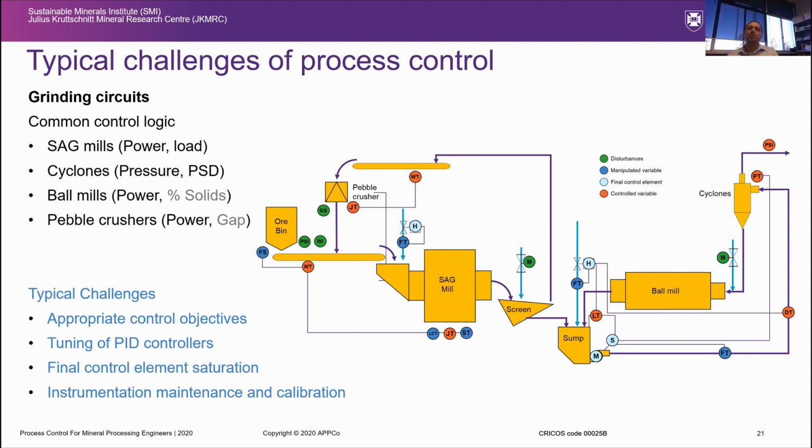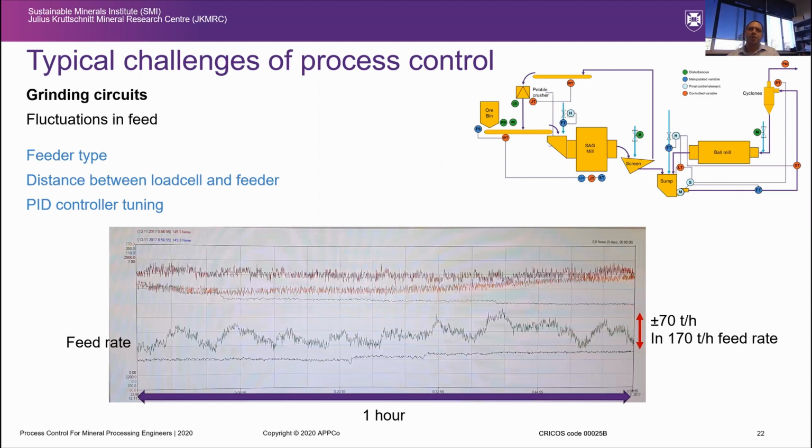And in many cases, people attribute it to the process, but in reality it is a control aspect. So here are some of the examples, like the feed rate. This is a particular site that I've been looking into, and the tuning of the feeder had an issue. Essentially, in a 170 ton per hour feed, there was a fluctuation of plus or minus 70 ton per hour, which basically introduces a huge surge to the process. And that can be resolved by tuning.